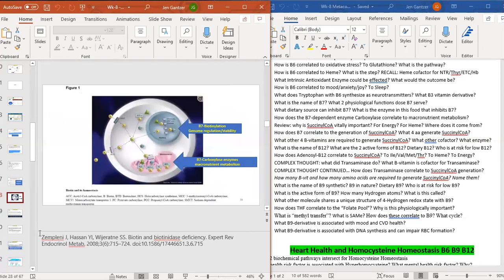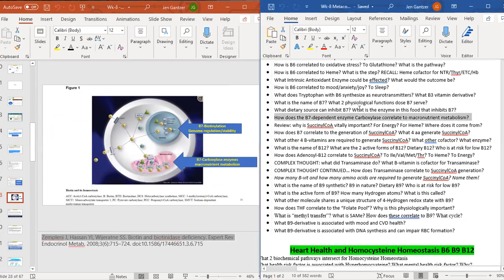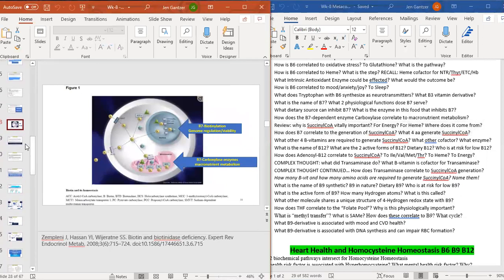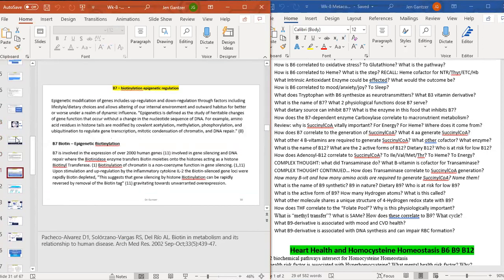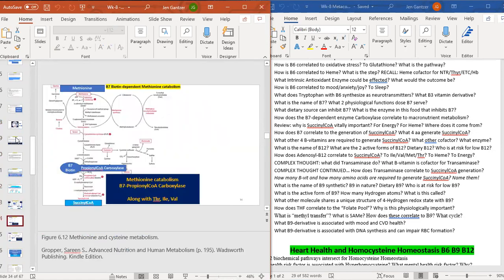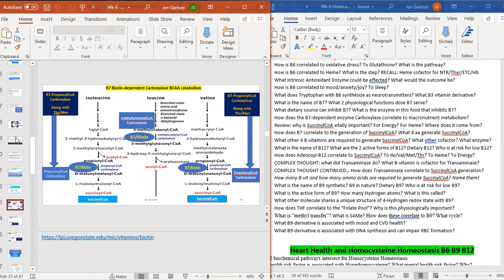Here's a pretty picture. This is another really great article. And inside the cell, you can see where the genomic biotinylation occurs, as well as in the mitochondria where our carboxylase is acting. Okay, so when we talk about B7, we need to review what succinyl-CoA was. So if you don't fully remember succinyl-CoA, then we are going to do a quick review, because succinyl-CoA is going to be generated from, this is a review, you need to know this for your exam.